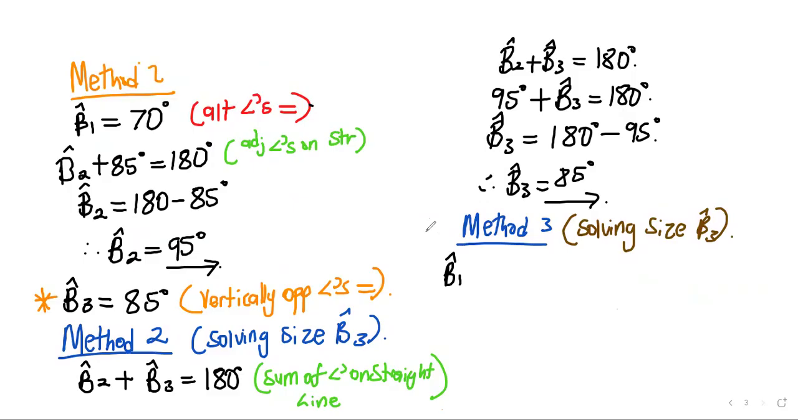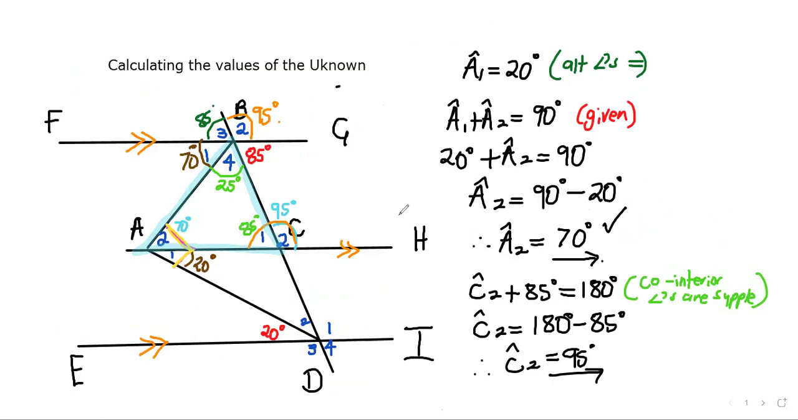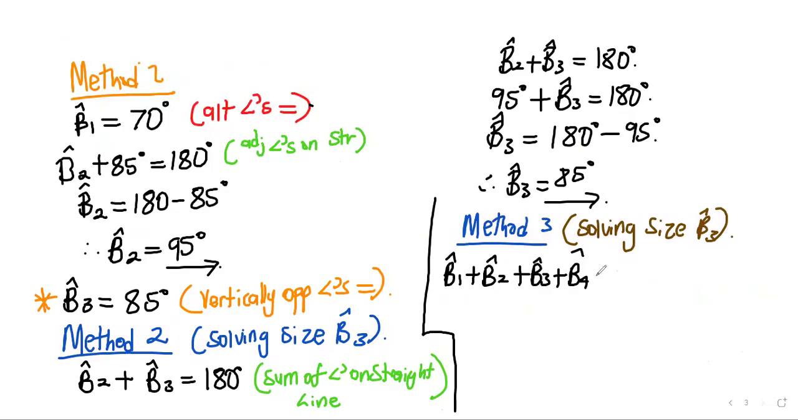So B1 plus B2 plus B3 plus B4. Remember, you are adding all these angles: B1 plus B2 plus B3 plus B4 plus 85 should be equal to 360 degrees. Why is it 360? Those are angles around a point. Angles around a point always add up to 360 degrees.